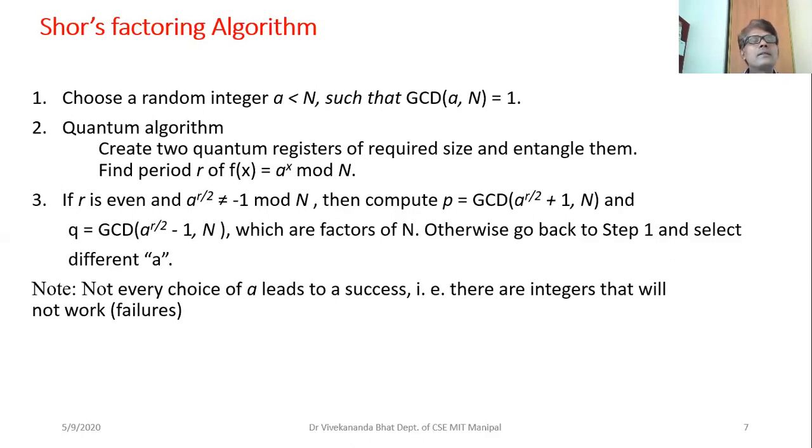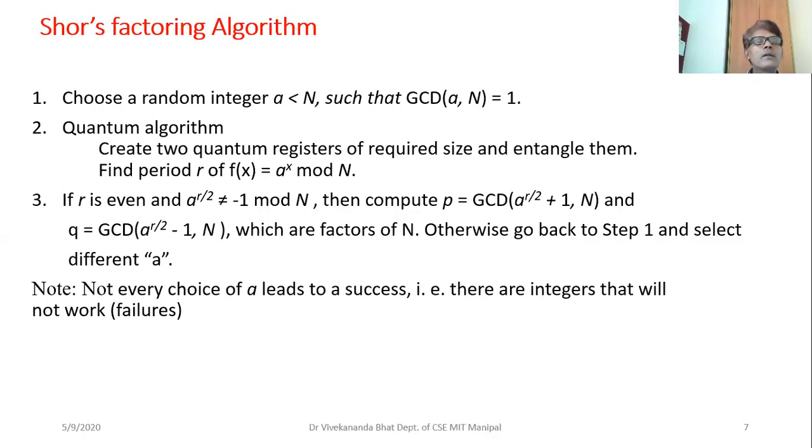So we study Shor's quantum factoring algorithm. The algorithm is very simple. First we will state the algorithm. Next we will consider one simple example. Here you have to choose a random integer a less than n such that GCD of a comma n is equal to 1.